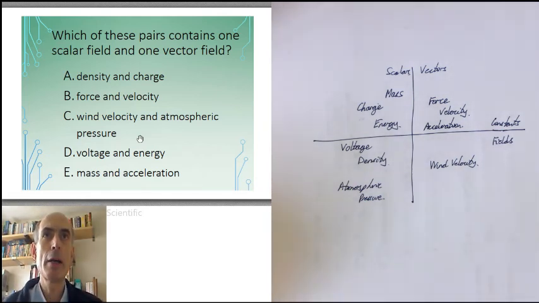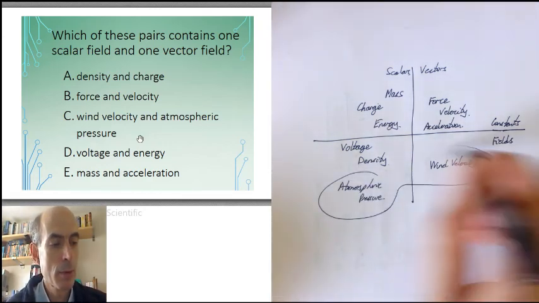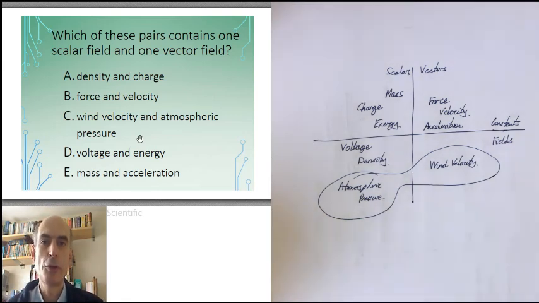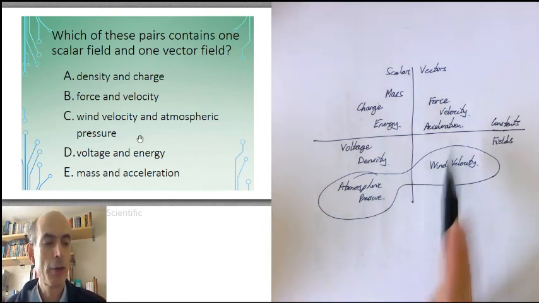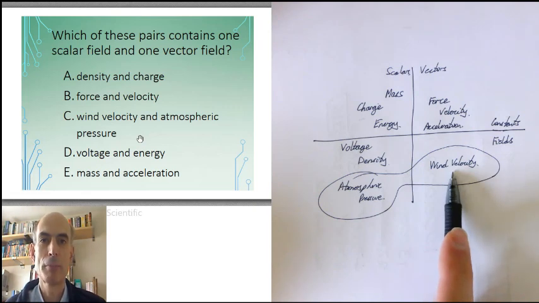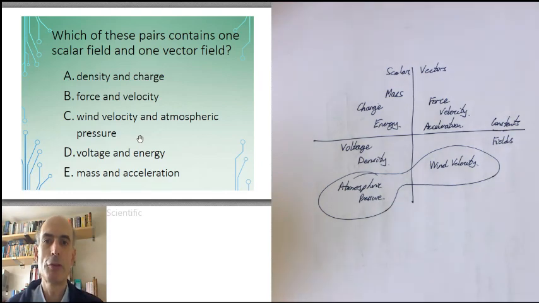Which one of those pairs has a scalar field and a vector field? Well, those two. That's the only pair in which one is a scalar field and the other one is a vector field. So I would say, correct answer, C. Wind velocity and atmospheric pressure.